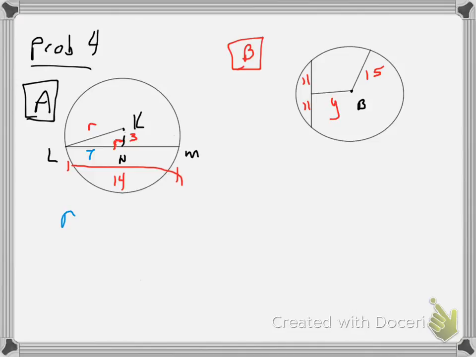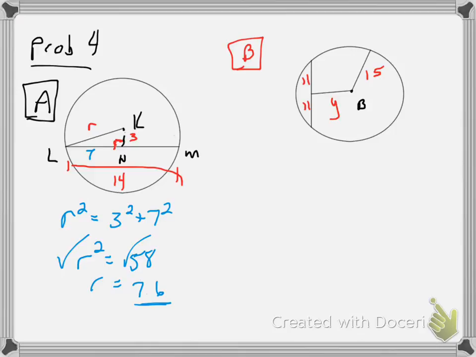So R being my hypotenuse, R squared equals 3 squared plus 7 squared. That gives me R squared equals 58. When you just punch it in your calculator, take the square root of both sides, I get R equal to approximately 7.6.